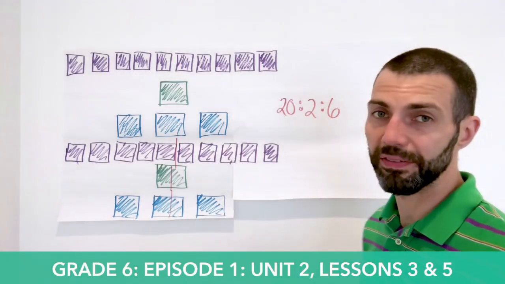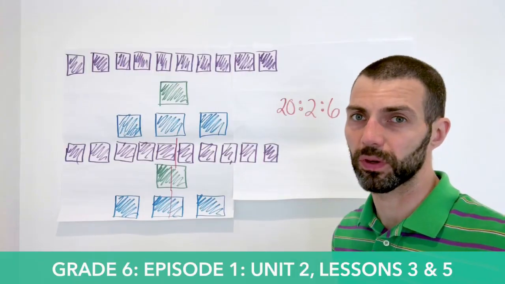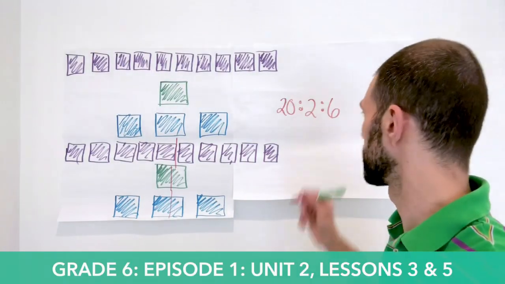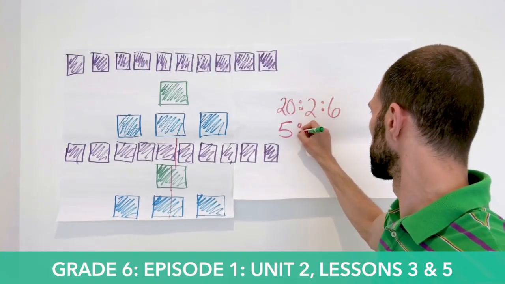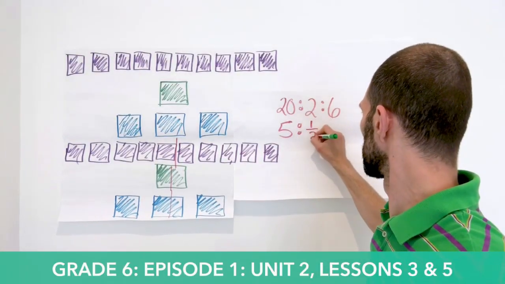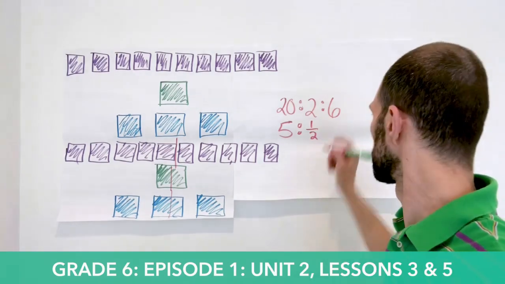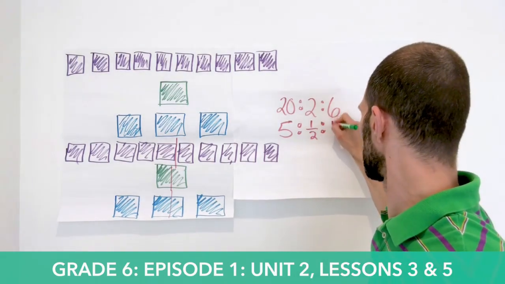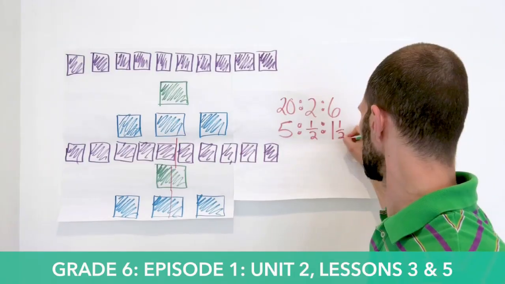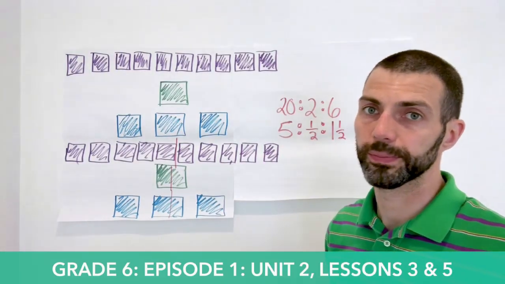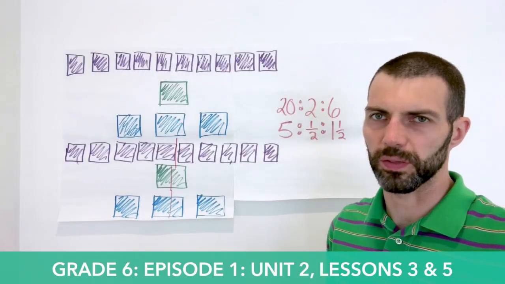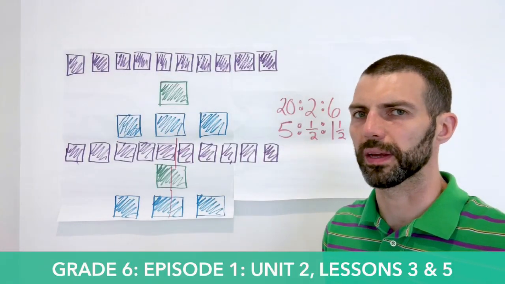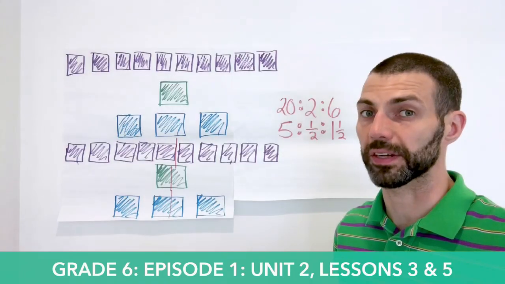So for half a batch of tuna casserole, my new ratio would be 5 to 1/2 to 1 1/2. In each of these batches, or each of these recipes, what I did was I multiplied the ingredients by the same factor.